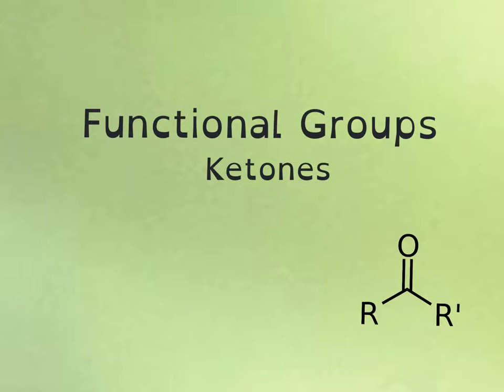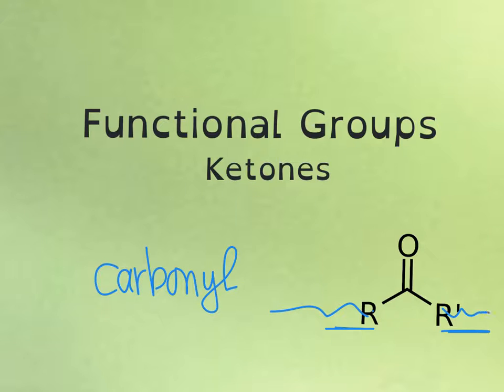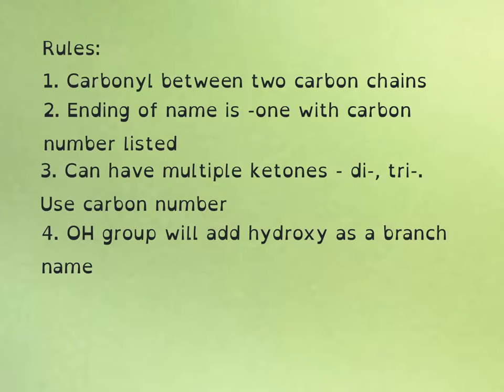In this video about functional groups, we're going to talk about ketones. Ketones are the carbonyl, but instead it's in between two carbon chains. So you might have a chain of several carbons on one side and a chain of several carbons on the other side, and in the middle, or embedded into the chain, you have a C-O double bond.